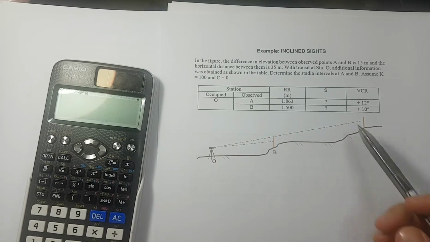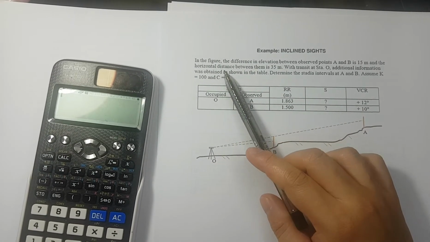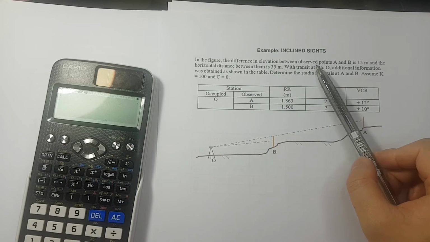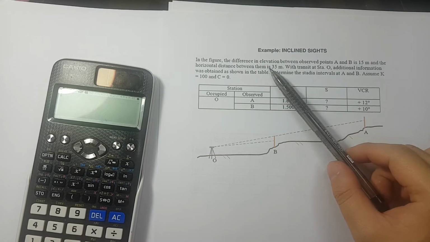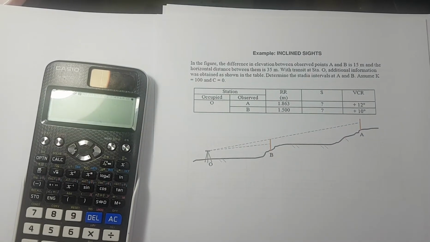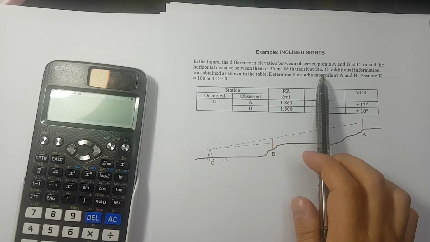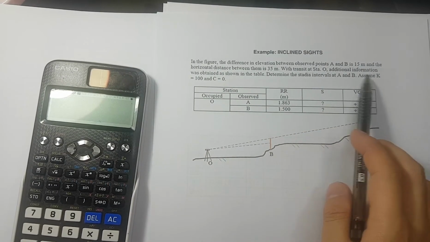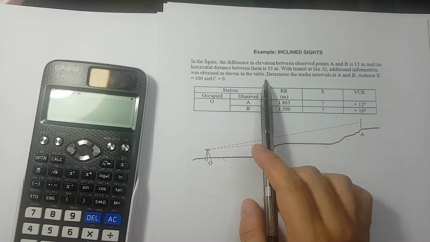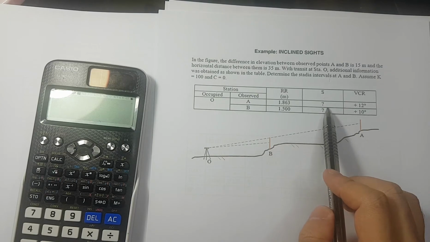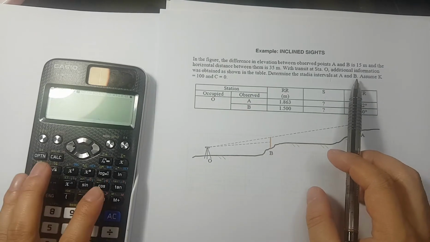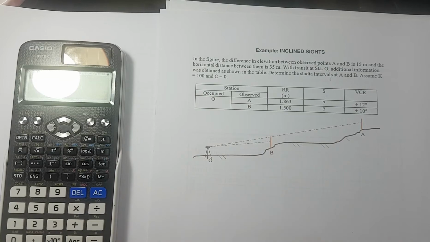Okay, so we have here the figure. The difference in elevation between observed points A and B is 15 meters, and the horizontal distance between them is 35 meters. With transit station at O, additional information was obtained as shown in the table. So determine the stadia intervals for A and B. Okay, so assume that K is equivalent to 100 and C is equivalent to 0.